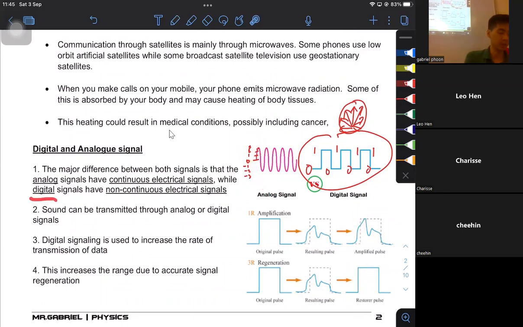while the digital signals are non-continuous electrical signals. It's either going to be zeros or ones only. Sound can be transmitted through analog or digital signals, obviously.